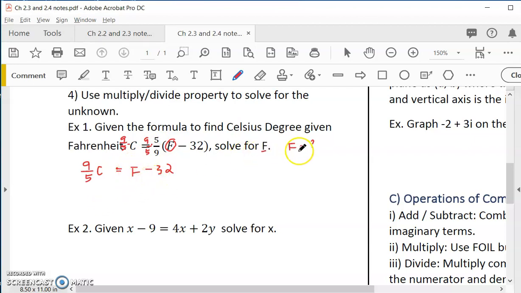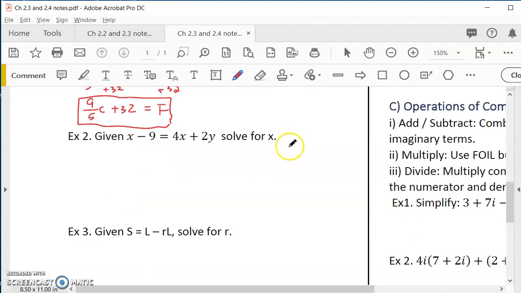So now what would F be then? I only have one F on this side, so I would just leave F on this side and get rid of everything that has no F to the other side. So plus 32, plus 32. So the answer would be 9 over 5 C plus 32 is equal to F. And this is my new formula, or the equation for F. Solve for F, I have F equal, and that's the answer. On the other side, you cannot have F.